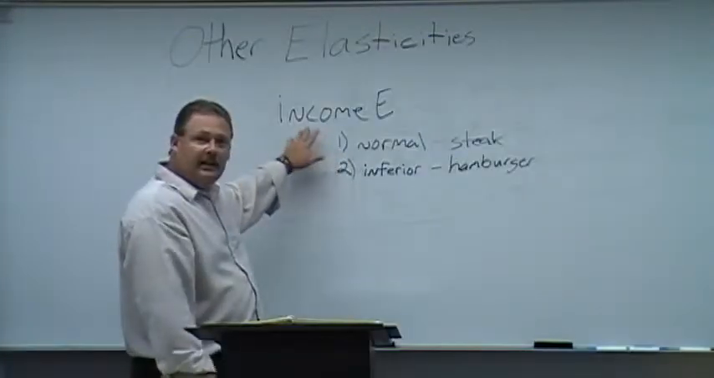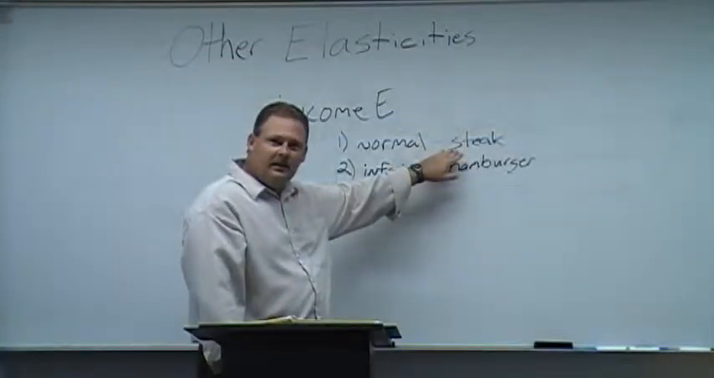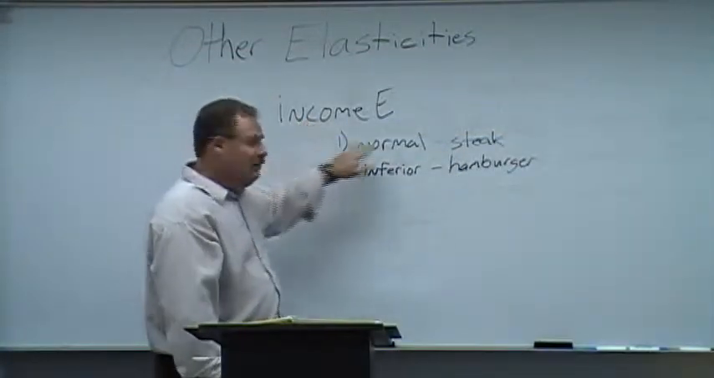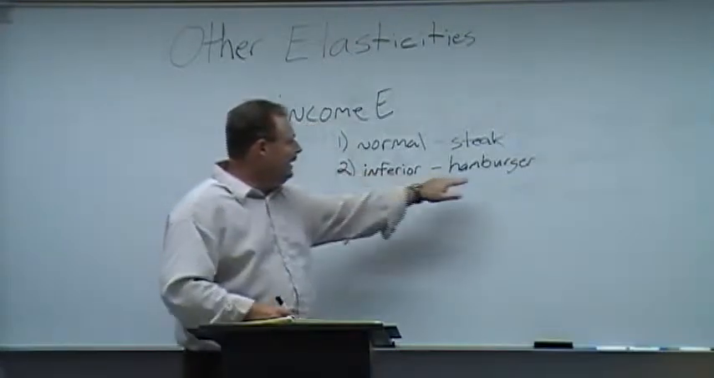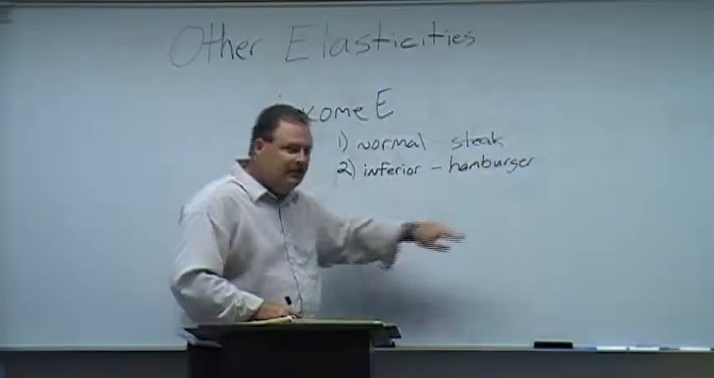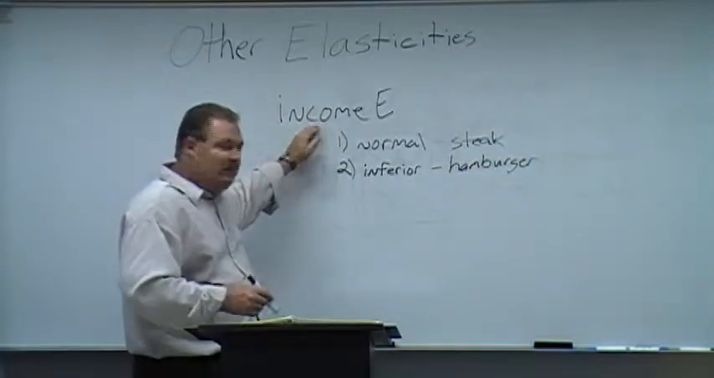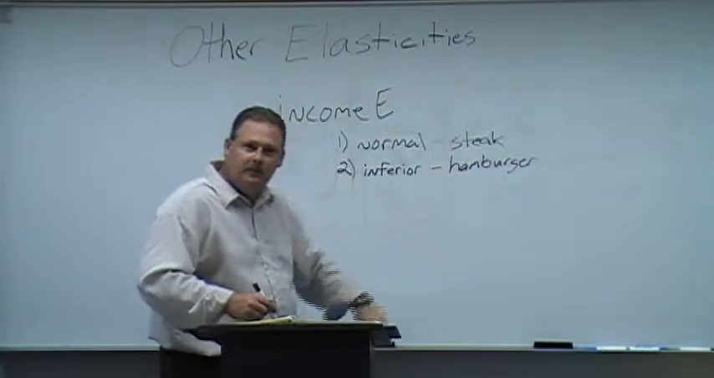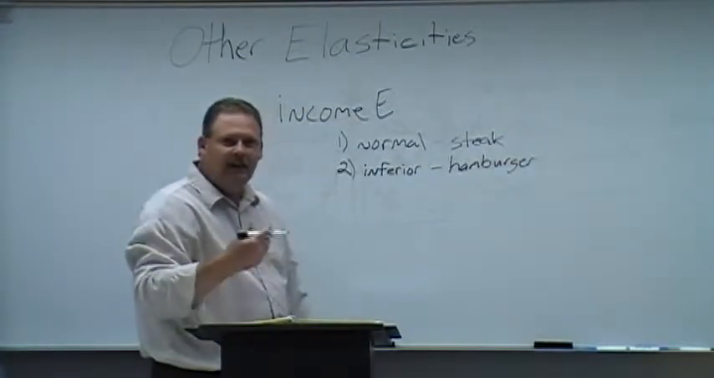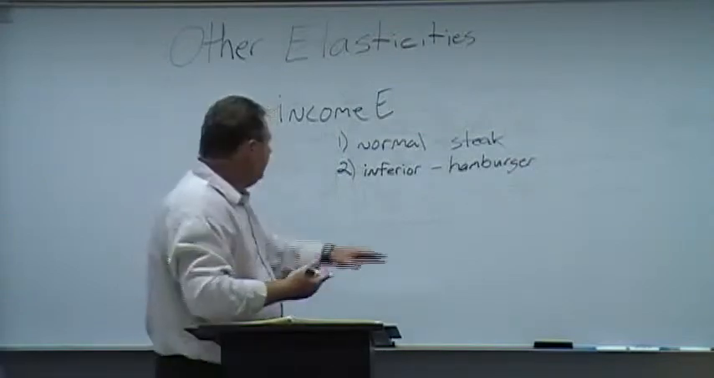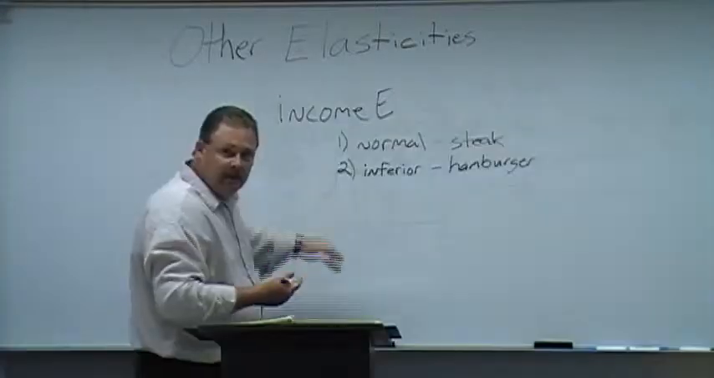Here, if income rises, we will buy more steaks. If income declines, we buy less steak. If income increases, we'll actually buy less hamburger, whereas if income falls, we'll buy more hamburger. It's a contradiction of one of the determinants of demand, the inferior good.